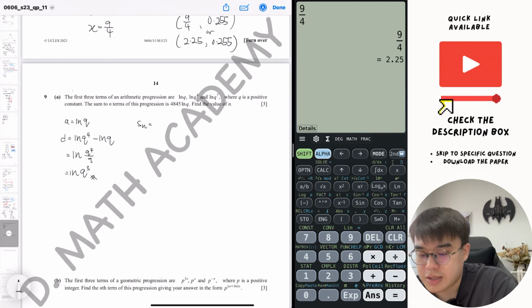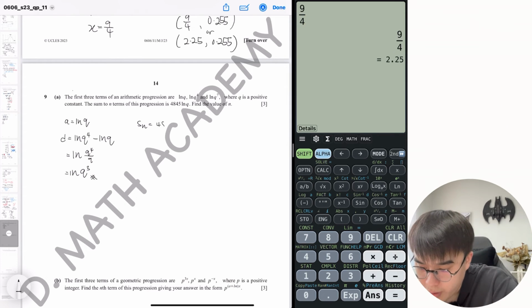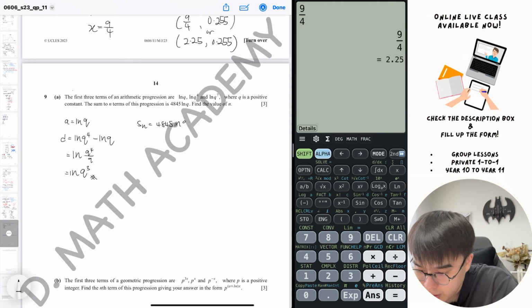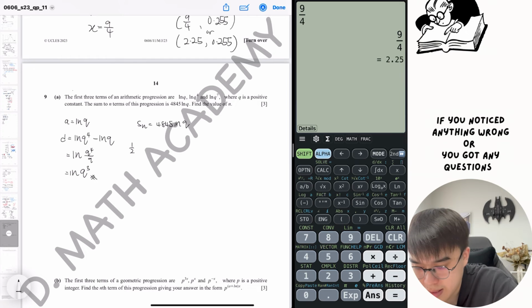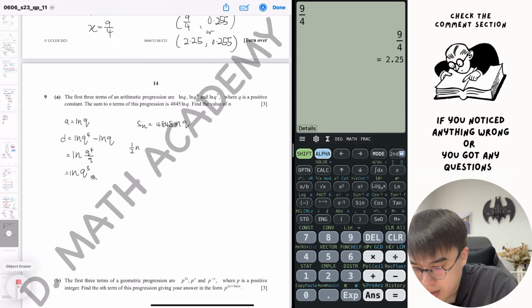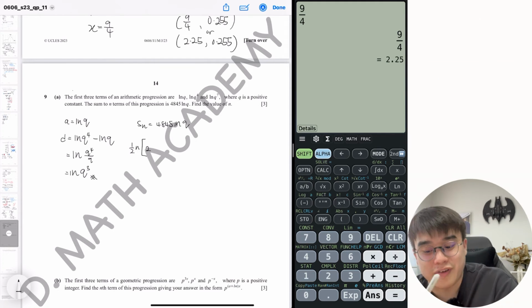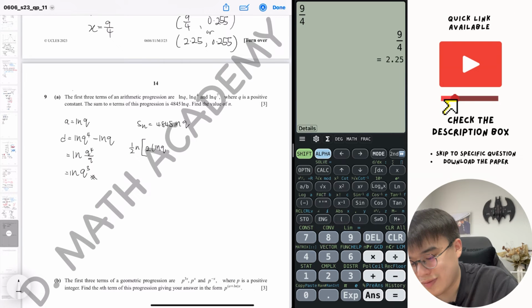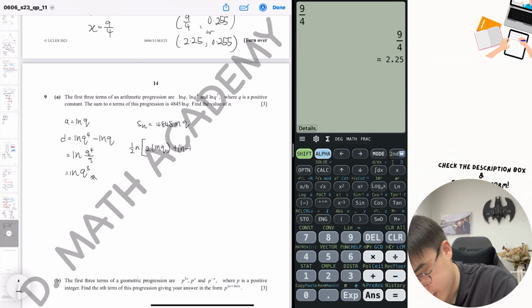And your sum to n term is n over 2 times 2a plus n minus 1 d, which gives 4, 8, 4, 5 ln q, half of n. I'm trying to memorize the formula. If you've forgotten, you can refer to the front.